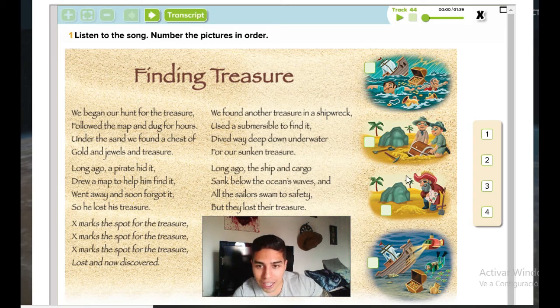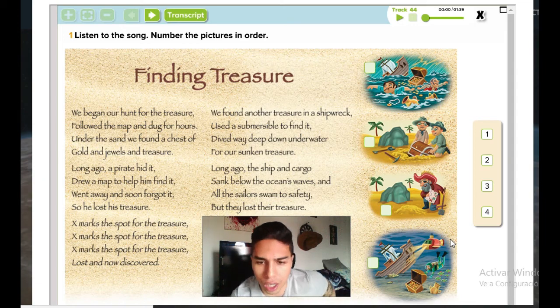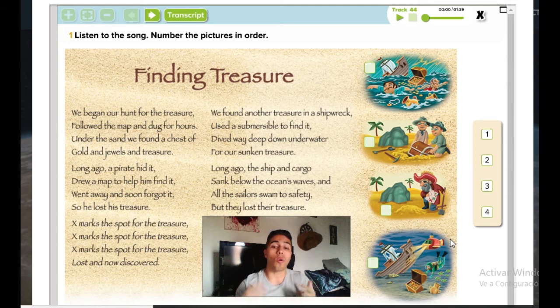The third picture is about a pirate, and this pirate had a map next to a rock, and I think he used his shovel to bury the treasure, the treasure chest. And in the last picture, as you can see, next to a chest, there is a ship that sank.